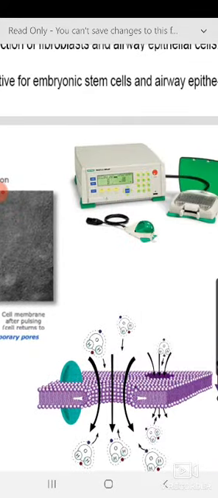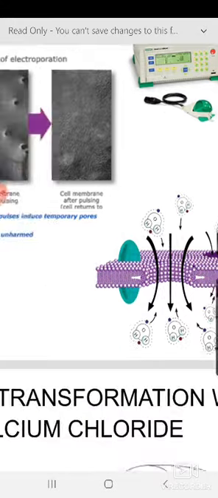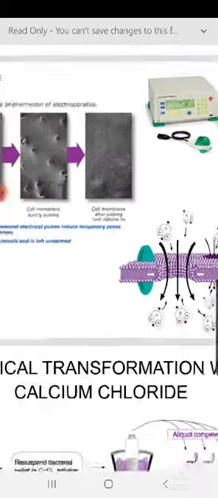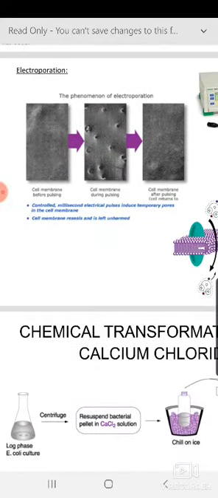This is the machinery where we are doing it. Aseptically, you need to take your culture and incubate it with your recombinant DNA, and you need to give a pulse based on the type of cell. This is the mechanism and principle behind electroporation.